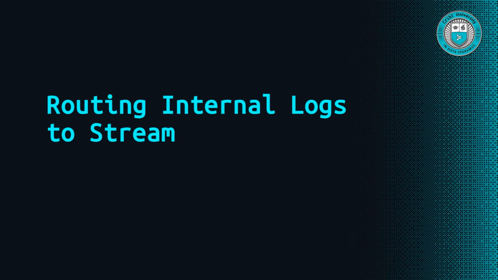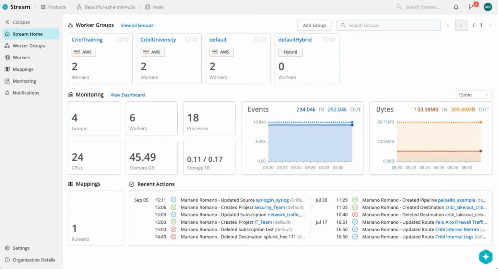Now that we have turned on logging, we need to route that data to the proper destination. Let's take a step-by-step look at how to route the data to the destination of your choice. For this walkthrough, we are going to use Quick Connect to connect the Cribl internal logs to Cribl HTTP. So let's start from the beginning.